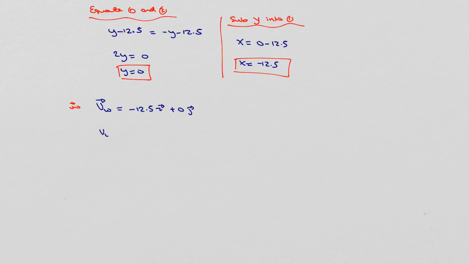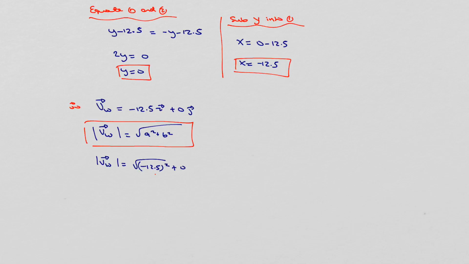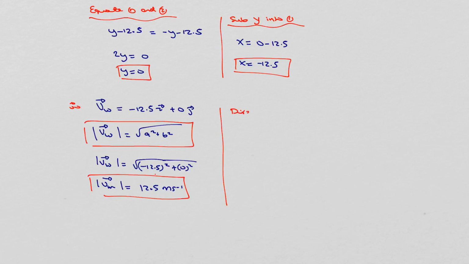Well, what does that tell me? Well, it tells me that the magnitude must be square root of a squared plus b squared. Now, we can obviously see that the magnitude is going to be 12.5, but just for the sake of writing it out like we normally would do in other equations. We have minus 12.5 squared plus 0 squared, which gives us the magnitude of the wind's velocity is 12.5 meters per second. And of course then, what's its direction? Well, I can clearly see the direction is only in the i direction, and it's in the negative i direction. In other words, the direction is west.